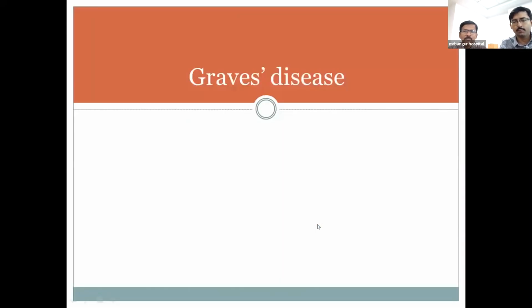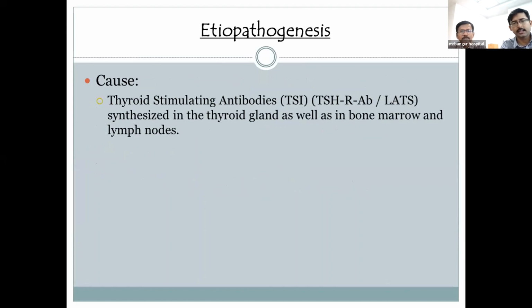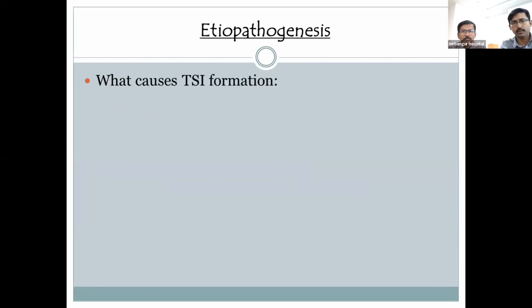Now, briefly, I would like to mention Graves' disease and some of the things that are important here, because Graves' disease is one of the most important causes of thyrotoxicosis. It accounts for 60 to 80% of cases of hyperthyroidism, and the peak age is 20 to 50 years. The cause is the thyroid stimulating antibody, the TSH receptor antibody, which is synthesized in the thyroid gland as well as in the bone marrow and the lymph nodes.